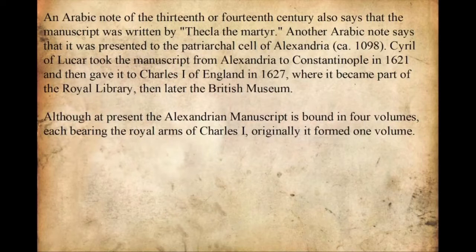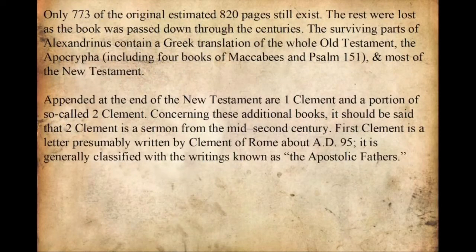Although at present the Alexandrian manuscript is bound in four volumes, each bearing the royal arms of Charles I, originally it formed one volume. Only 773 of the original estimated 820 pages still exist. The rest were lost as the book was passed down through the centuries. That shouldn't surprise us too much. I mean, we've seen pages drop out of the books. In fact, I've seen a few of our Bibles in the pews here that have lost some pages, so that's not too surprising, is it?